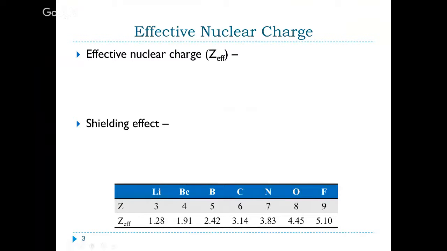For example, down here, we can look at what our atomic number is and then what our effective nuclear charge is. We can see that there is a difference between the atomic number and what those electrons actually feel. There are different ways that Zeff can be calculated, and we'll take a look at that in the book.